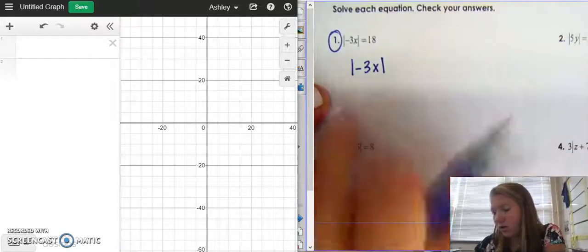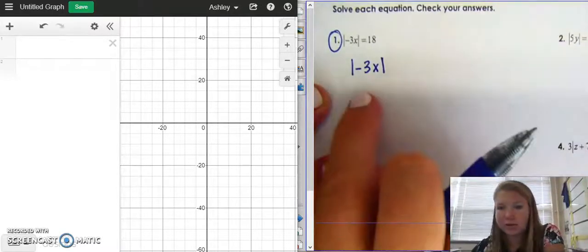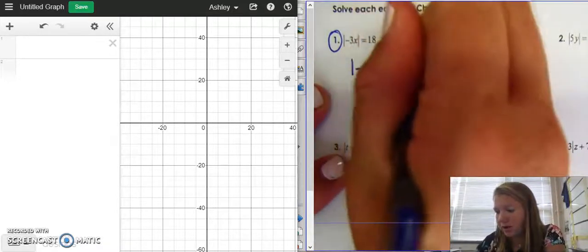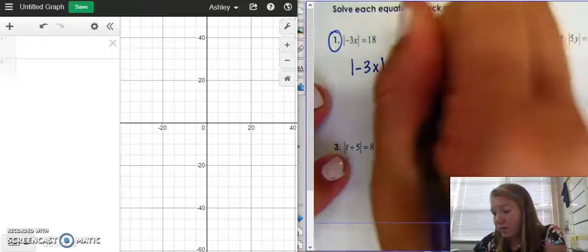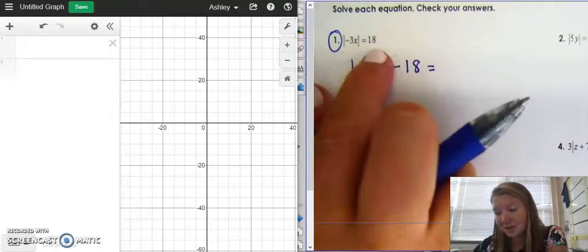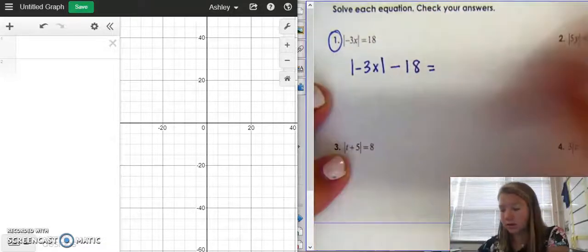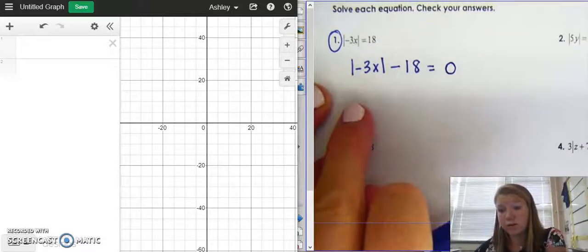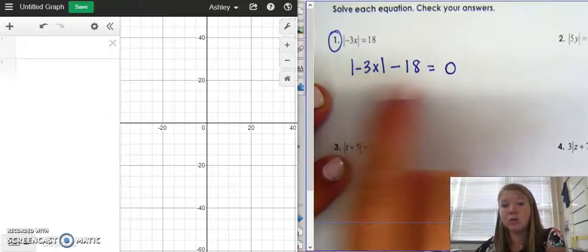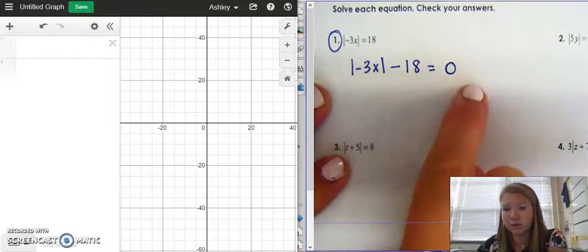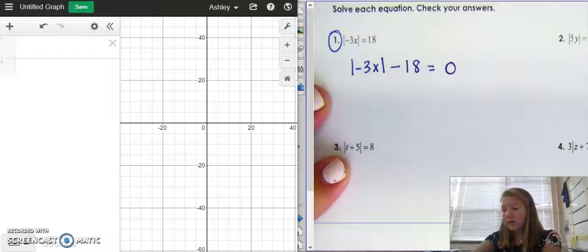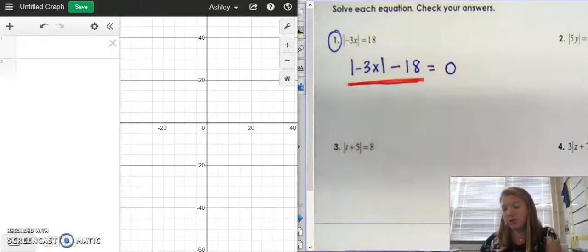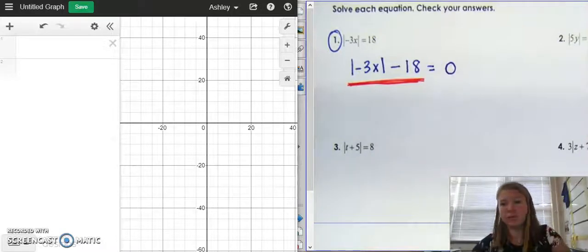Now if I'm moving it over, it's not going to go inside the bars because the bars have already been established. So it's just going to go on the outside, minus 18. And then since I subtracted 18, nothing is left on this side, so I'm going to put a 0. So to use Desmos to solve absolute value equations, we have to have the equation set equal to 0. And then you're only going to type in what's on this side of the equation. Okay? So you don't have to type in the equals 0.